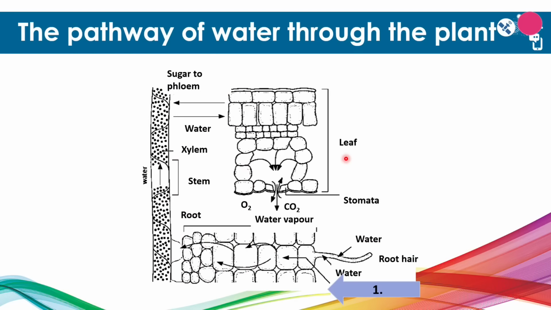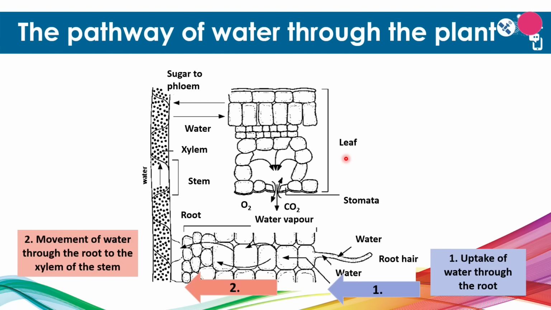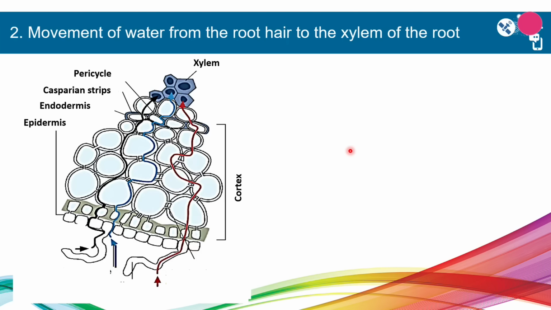Right, so now we've covered this first part, moving over to the second part. Here it has already been absorbed through the root hair, and now there are a few ways in which the water can travel.